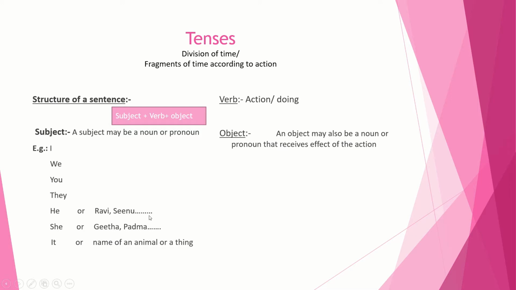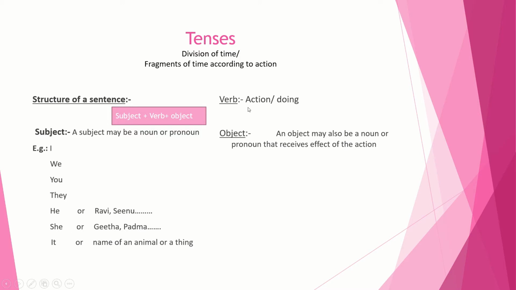Instead of personal pronouns, we may also use some proper nouns or nouns. Instead of he, we can use Ravi, Sinu, etc. Instead of she, we can use Geeta, Padma, Sita, etc. And instead of it, we can use names of animals and things. This is about a subject.